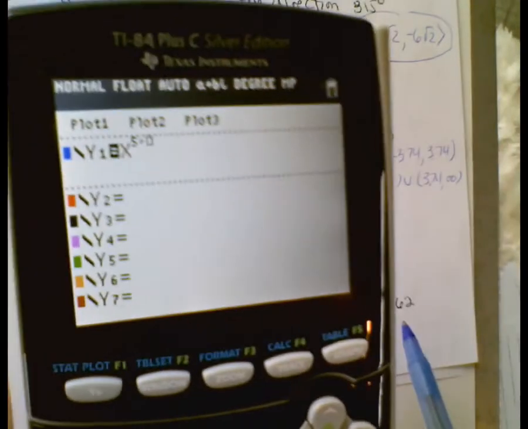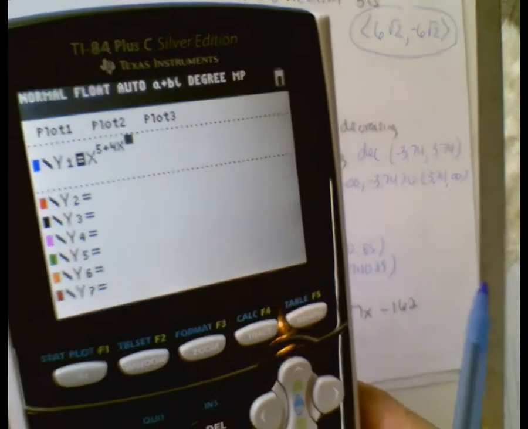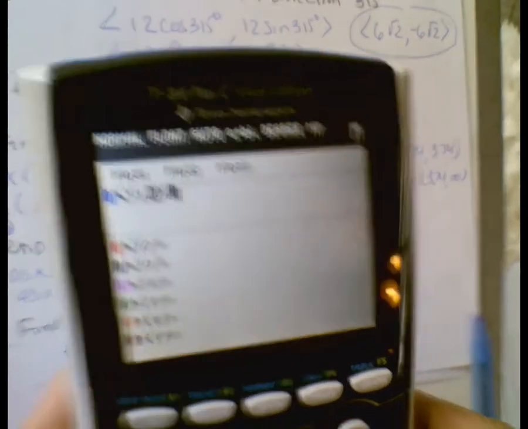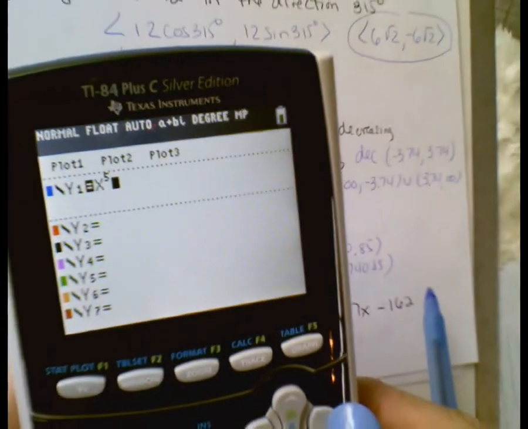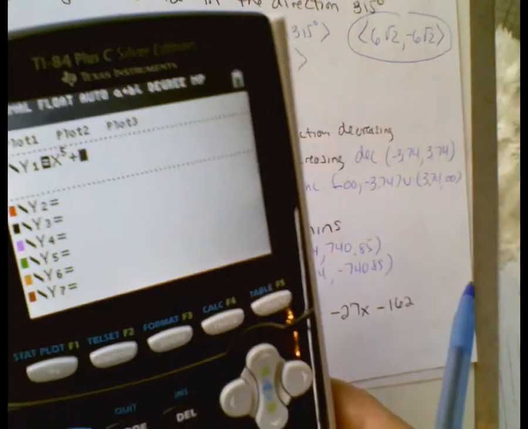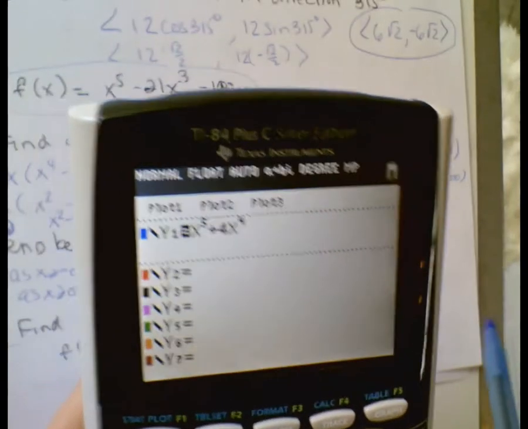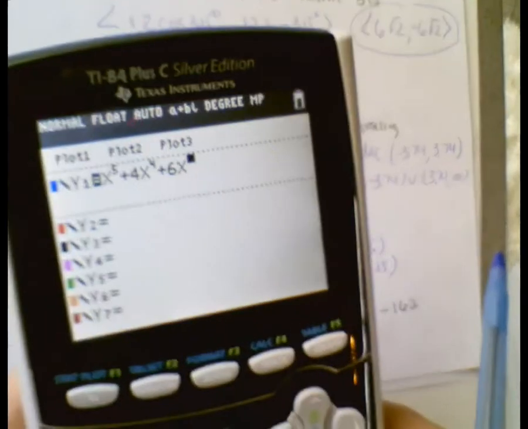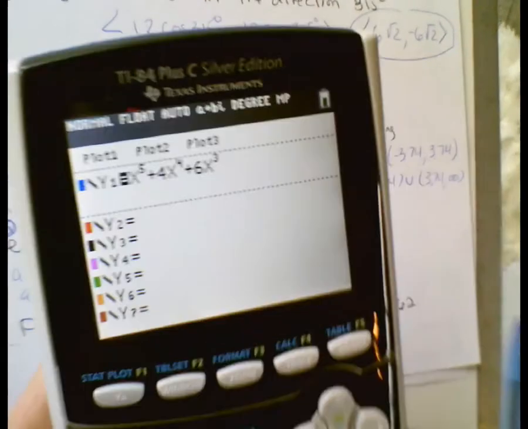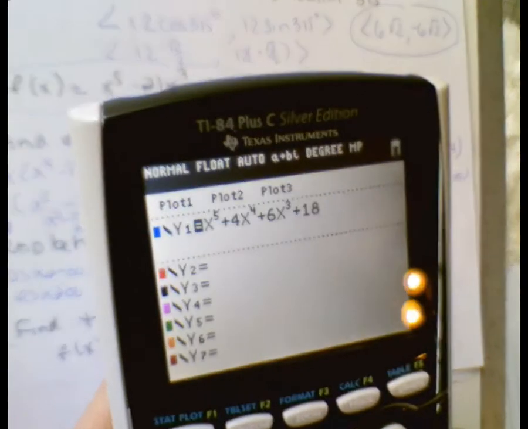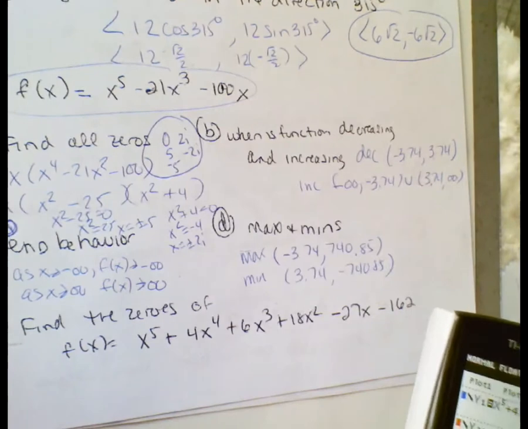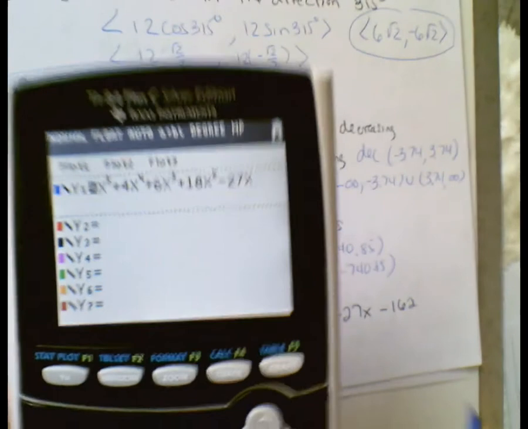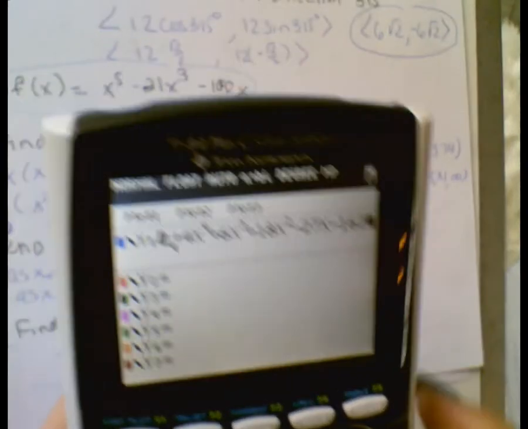X to the 5th plus 4x to the 4th. Oops, I already messed up. See what I just did? Let's try this again. X to the 5th. I always have to remember to press that right arrow. Plus 4x to the 4th, arrow. Plus 6x to the 3rd, arrow. Plus 18x squared minus 27x minus 162.